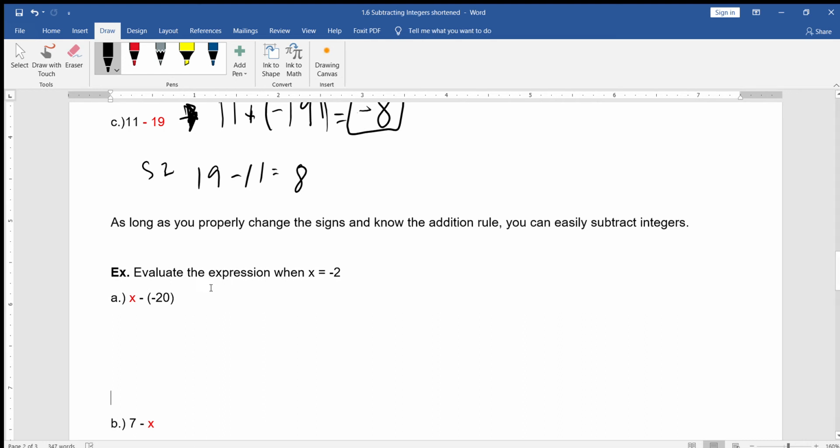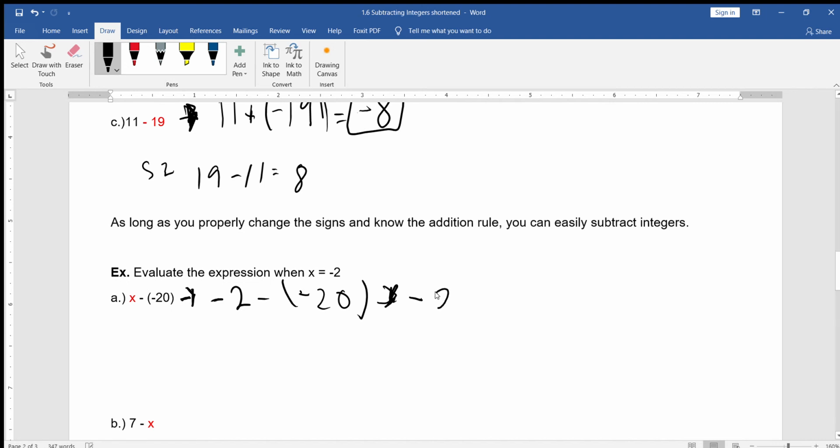So let's do some evaluate. First thing first, when we're doing evaluate, is we want to rewrite the expression so that x is -2. So now we're going to rewrite the problem as, and now should give you -2 minus x -2 minus -20, and that should change by subtraction rule.